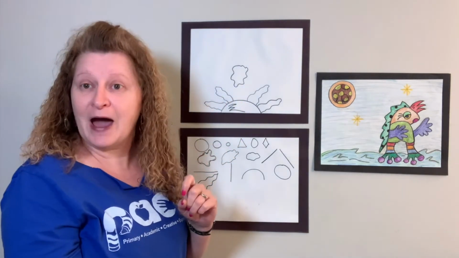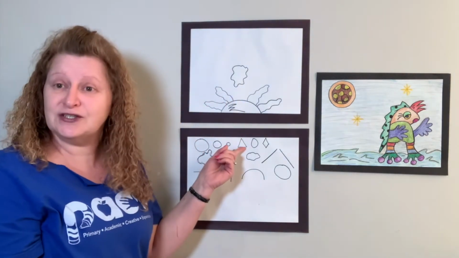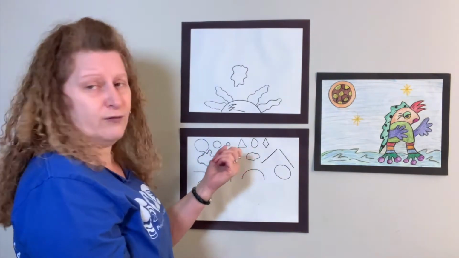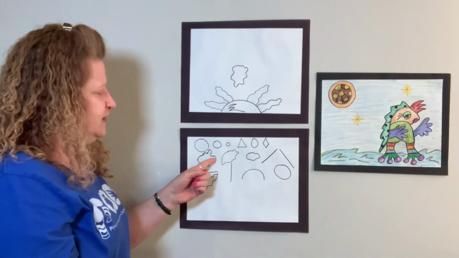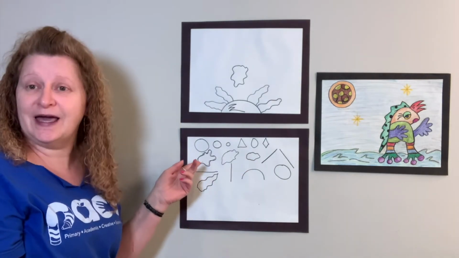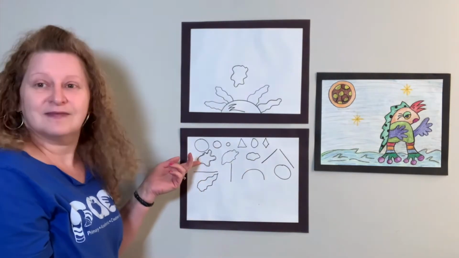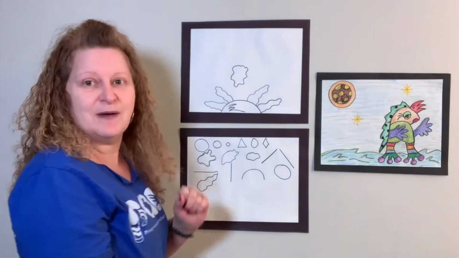Draw your body now. Decide if you want to use a geometric shape like a triangle, an oval, maybe a rectangle, or if you want to draw these fancy organic shapes. Let's do that now. So here's his body.